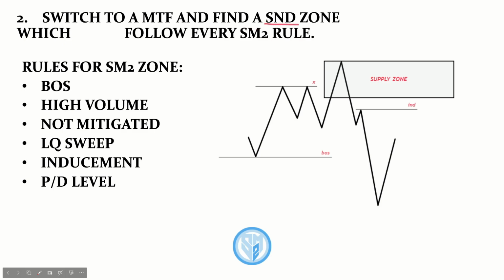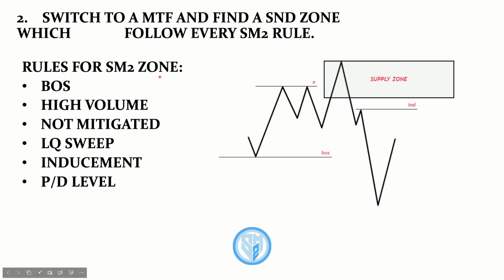Now, of course, the supply and demand zone has to be adherent to the higher time frame bias that we previously made, right? So if our higher time frame bias was bearish, then we'd be looking for the supply zone, right? And this supply zone has to follow every single one of my rules. And if it does, we'd call this zone an SM2 zone. SM2 zones simply mean a high probability zone, right? And I'm not going to say high probability every time, so instead we'll just call them SM2 zones.